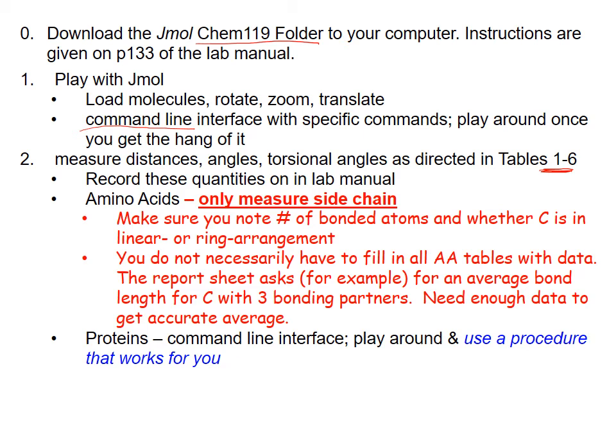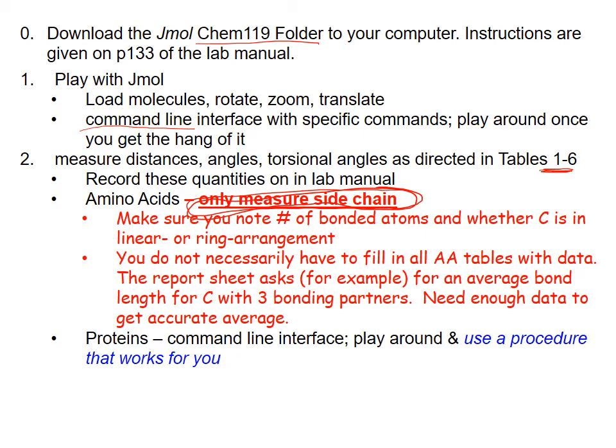When you measure geometric quantities on the amino acids, only measure the side chain. Oh, that's the worst. I'm still learning how to use my pen. But only measure your side chain. Right? You'll want to make sure that you note the number of bonded atoms and whether this carbon is in a linear or ring arrangement. The reason is that this is information that you're going to use later in the analysis of the lab.